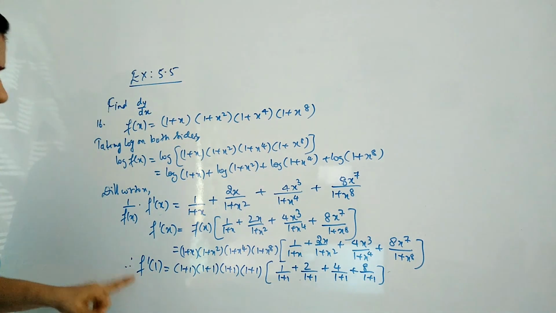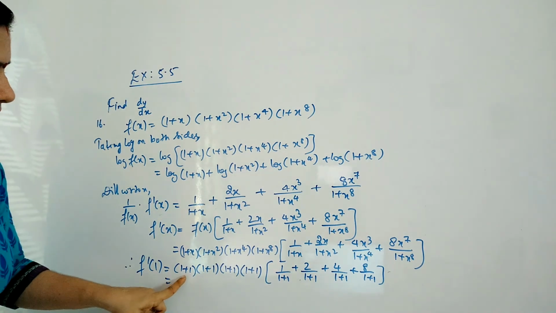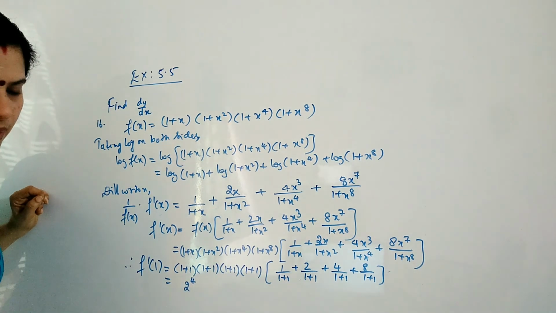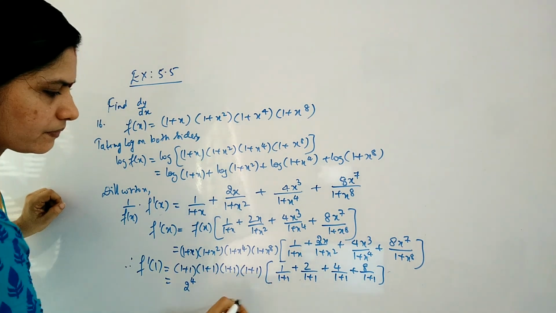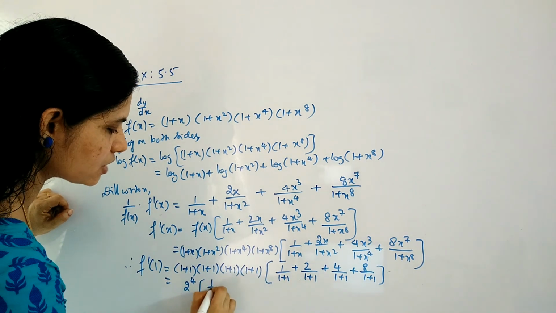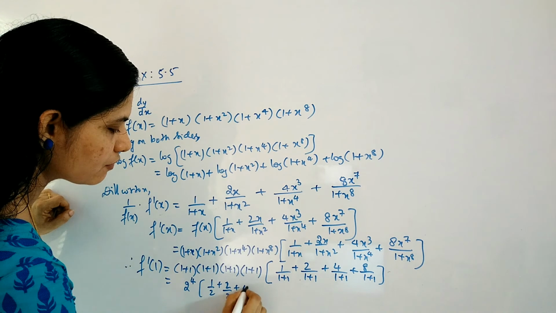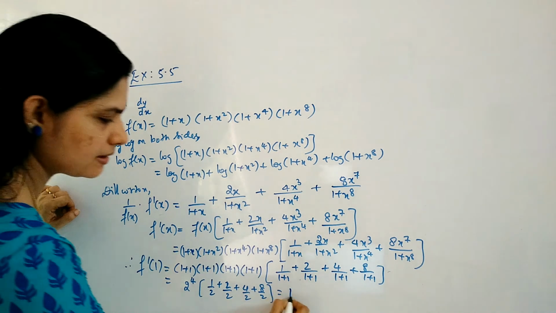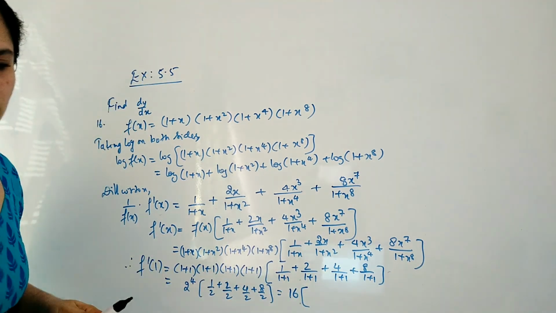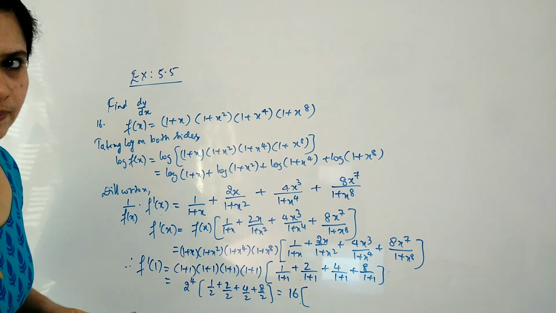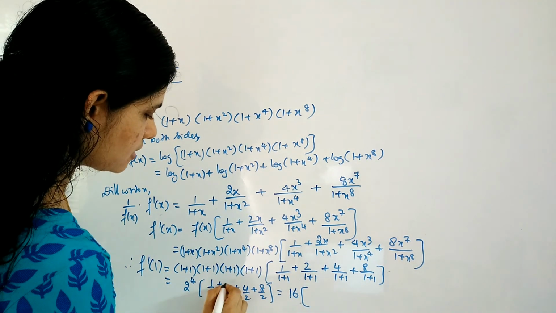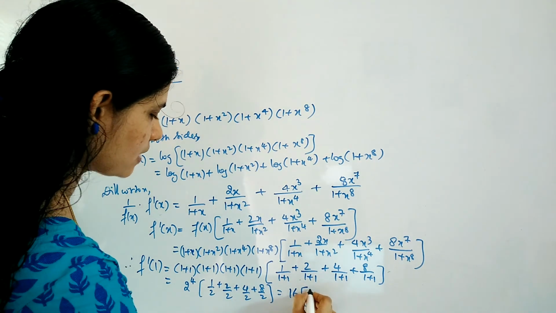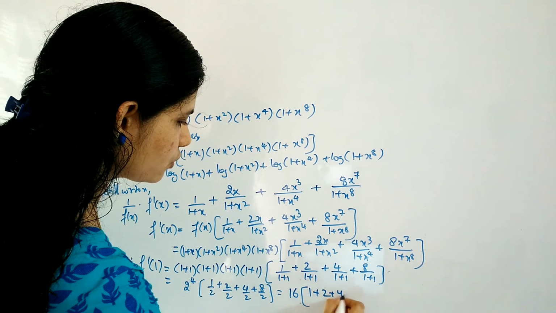Correct? f dash of 1 will be what? 2 into 2 into 2 into 2. How much? 2 raised to 4. 2 raised to 4 is how much? And here you will get 1 by 2 plus 2 by 2 plus 4 by 2 plus 8 by 2. That means when you take the LCM, here you will get 16 into, everything is having the LCM as 2, means 1 plus 2 plus 4 plus 8.